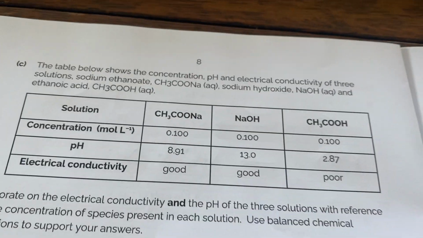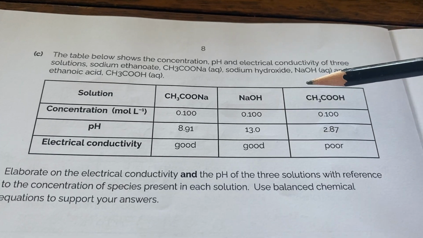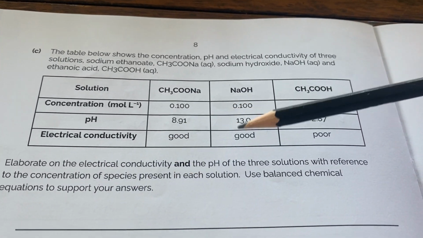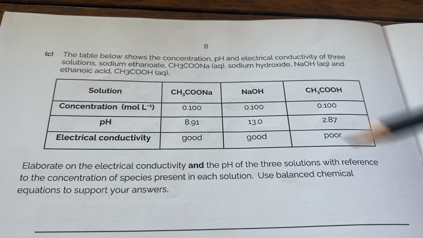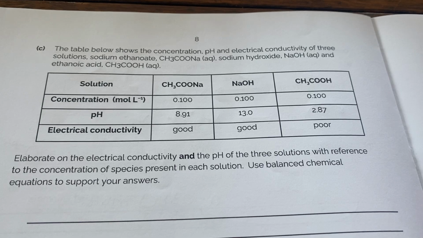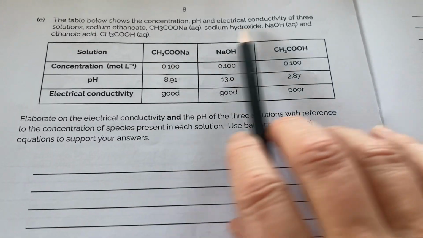So we've got 3 substances, and we need to talk about their electrical conductivity and the pH with reference to the concentration of species and balanced chemical equations. Pretty standard question. So let's start by figuring out what these things are.